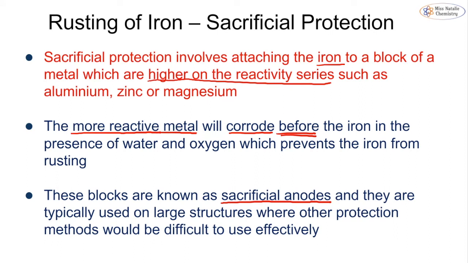So if you have a large building or a bridge, you may find that barrier methods such as coating it with oil or grease or paint are too time-consuming or expensive. So what sometimes they may do is have these sacrificial anodes that help protect the iron from corroding, because of course if we get any sort of rust building up, it can cause damage, which could then affect the integrity of the structure and potentially even cause it to collapse.